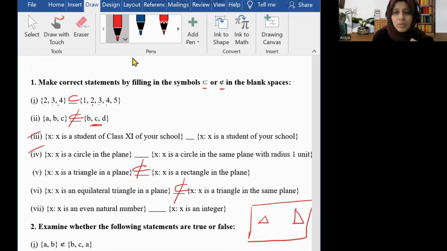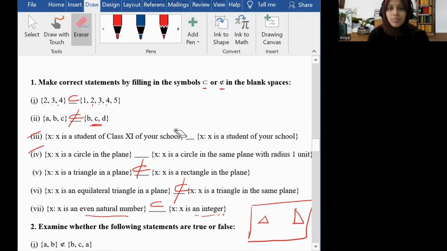Again, let me do this last one from the first bit. The set of all x such that x is an even natural number and the set of all x such that x is an integer. Now, we all know that natural numbers are a part of all my integers. What are my integers? Negative numbers, 0, and all my positive numbers. What are my natural numbers? They begin from 1. So all my positive numbers are integers. So obviously, it is a subset. I hope this first bit was clear.